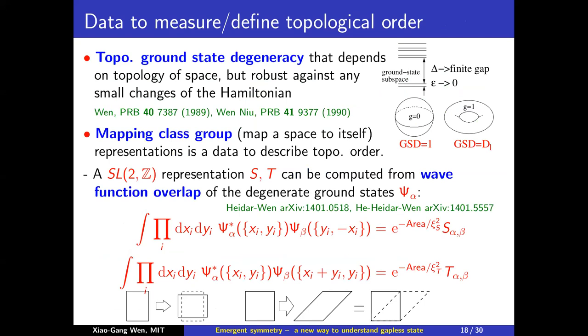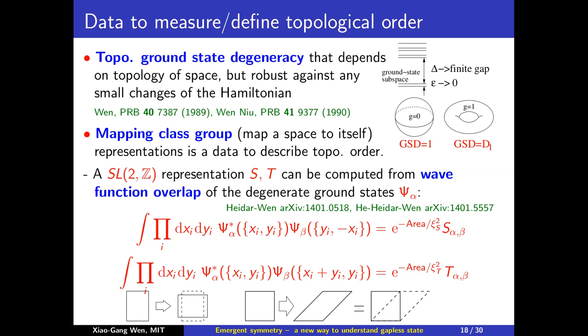But actually, the data to describe a topological order can be obtained in the following way. Certainly, topological order means they have an energy gap and they have degenerate ground states, say on the torus. And when you have degenerate ground states on the torus, we can construct the so-called ST matrix. We have a ground state wave function, where alpha labels different degenerate ground states. Then you do the 90 degree rotation, x goes to y, y goes to minus x, and compute the overlap of the two ground state wave functions.